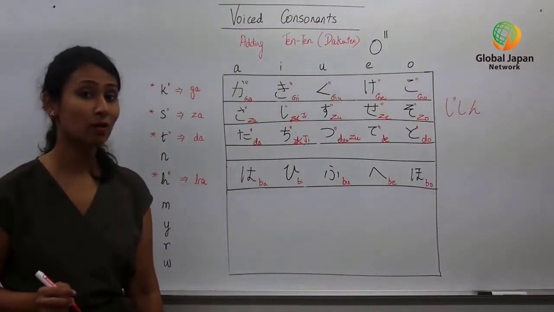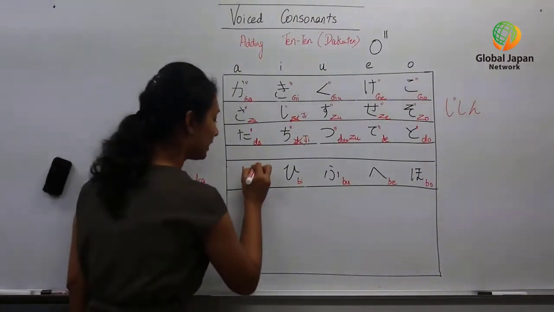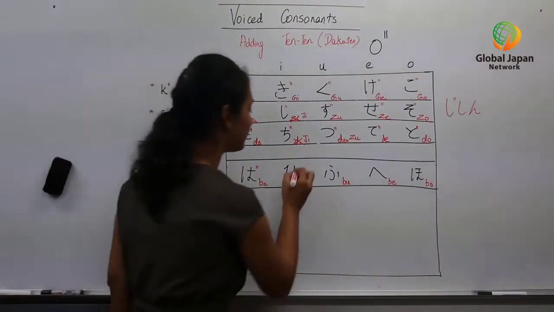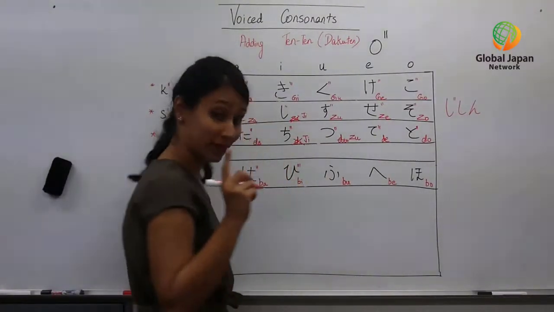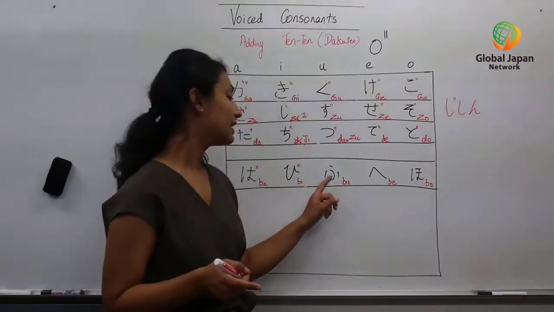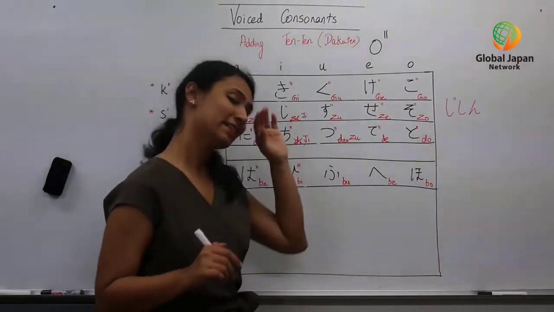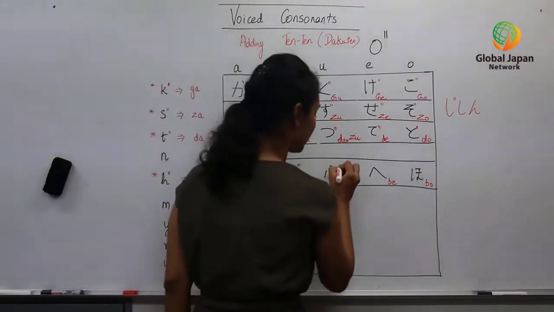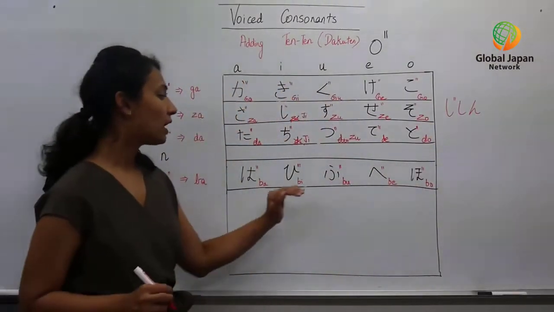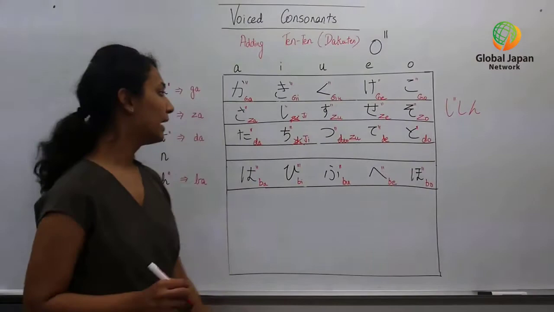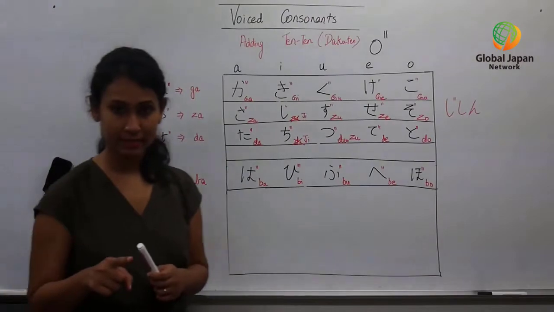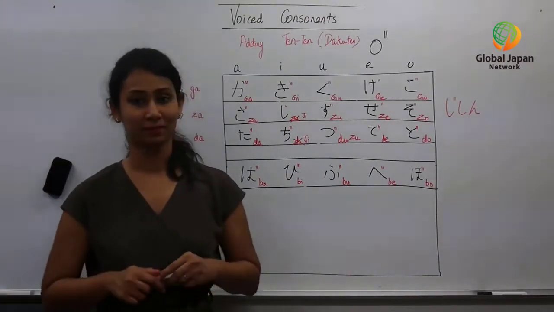And how do you get these sounds? Just add the tenten to it. Ha becomes ba. This is bi. Now you may wonder, I gave an exception here. Remember, it was not hu, but fu. Is there an exception here? No. It is bu only. So this is bu, be, bo. Ba, bi, bu, be, bo. Done. So I have shown you the voiced consonants by using tenten.